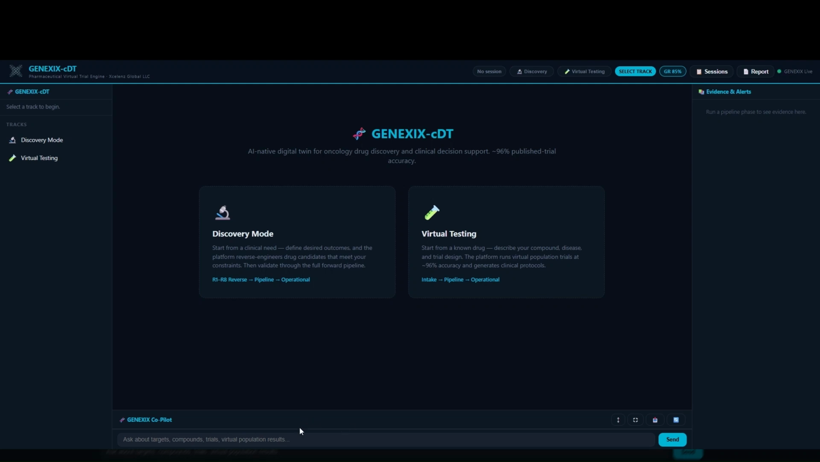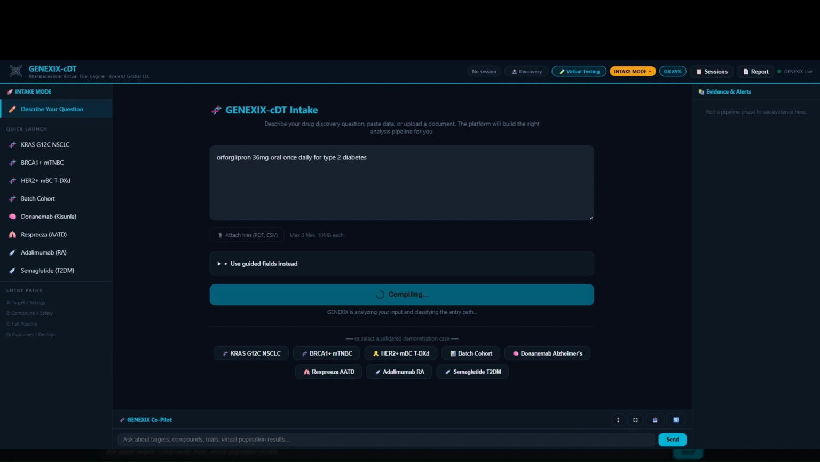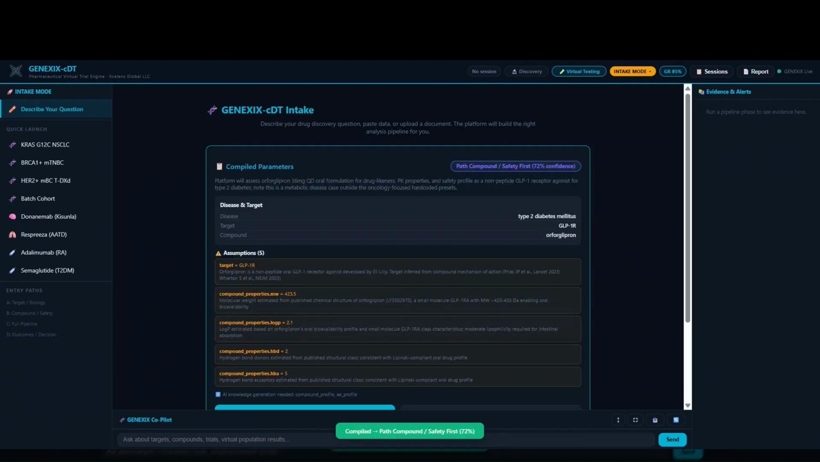What you are watching is GENEXIX-cDT, building a clinical digital twin for an investigational drug development question. The input is deliberately simple. Orforglipron 36 mg oral once daily for type 2 diabetes. No structured form. No manual endpoint selection. No hard-coded disease template. The platform has to understand the compound, the target, the dose, the disease, and the trial logic from one sentence. GENEXIX-cDT converts the prompt into a structured case.